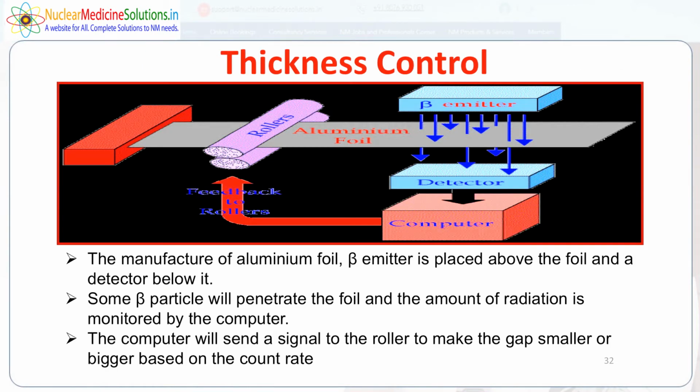If you want to control the thickness, we all know papers are produced. Take the manufacture of aluminum foil: aluminum foil manufacturing is going on, but we have to maintain the thickness of the foil being produced. How can it be done? A beta emitter is placed, beta radiation is coming out, a detector is there, and finally we have a computer. This computer tells, through a system, if there is any change in the thickness, and finally it feeds to the roller, and the roller then maintains the thickness.